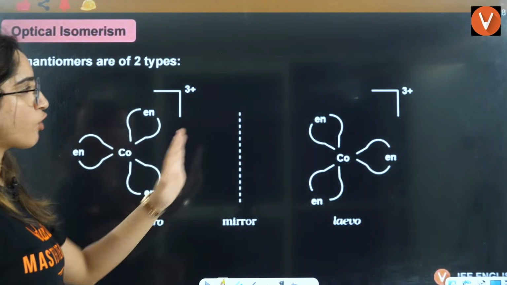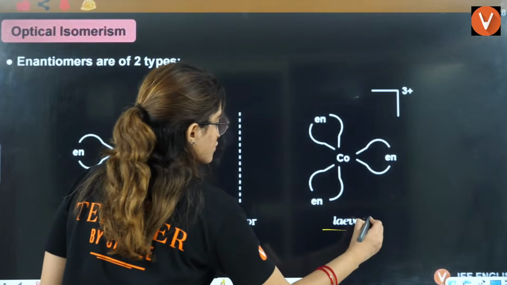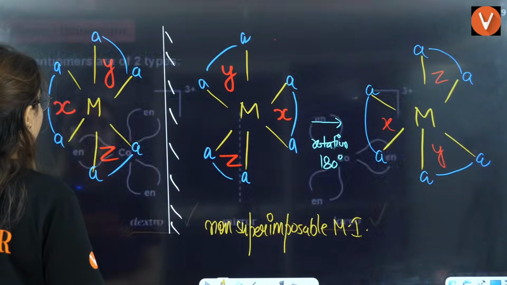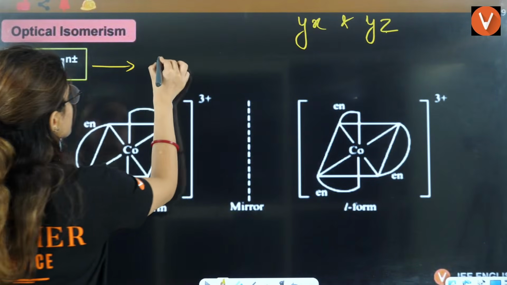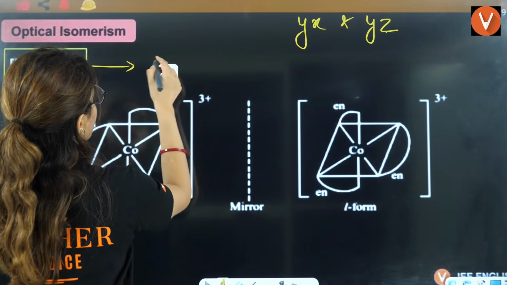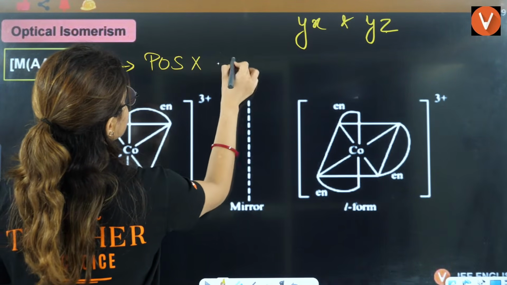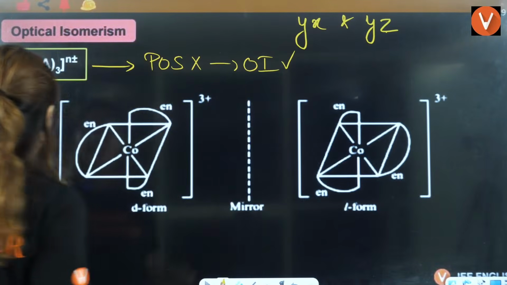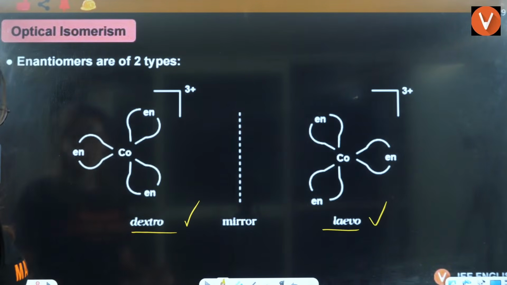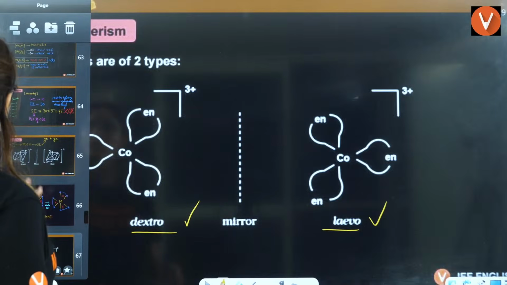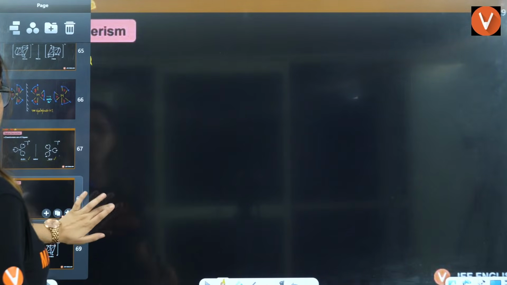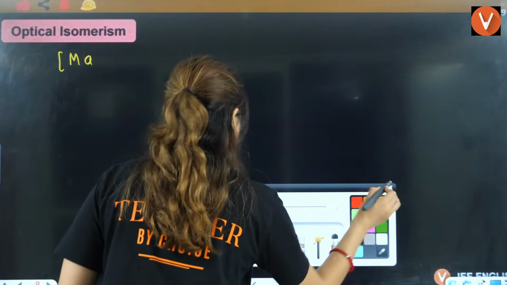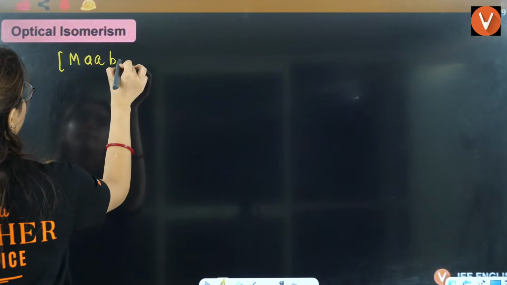So that's why they are of two types, levo and dextro. That means we can say optical isomerism exists. Plane of symmetry is not present, so optical isomerism exists. Then there is one more, that is for M. Last two we are left with. MAAB2C2.